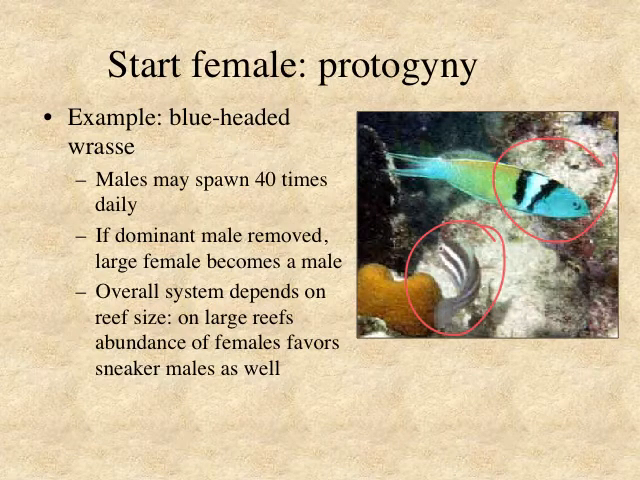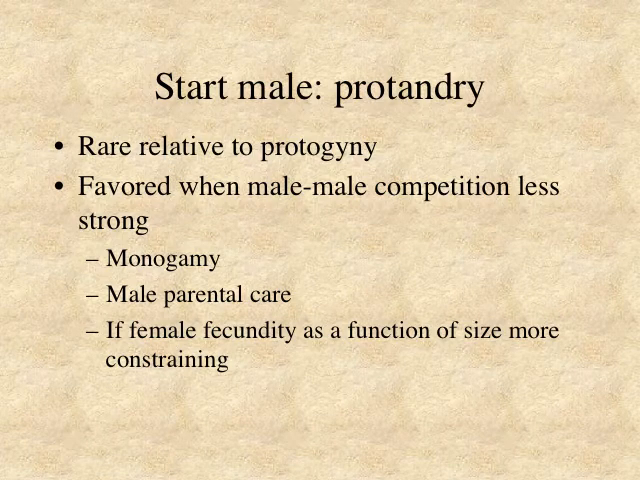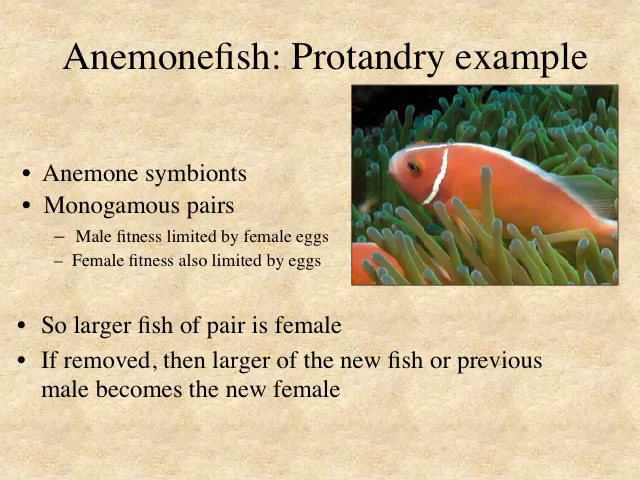So there's a conditional strategy of being female when you're small and being male when you're large in these blue-headed wrasse. And there are other examples of fish that change sex as well. For example, the opposite is you could start out as a male. This is called protandry. It's rare relative to protogyny, and this is again favored under monogamy or high levels of male parental care, if female fecundity increases as a function of size faster than male fecundity increases as a function of size. And this happens in anemone fish, where there are monogamous mated pairs that live in the anemone.